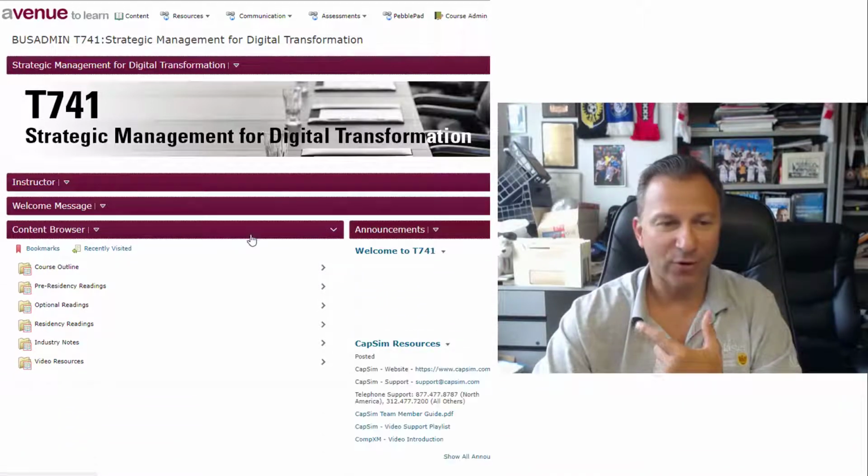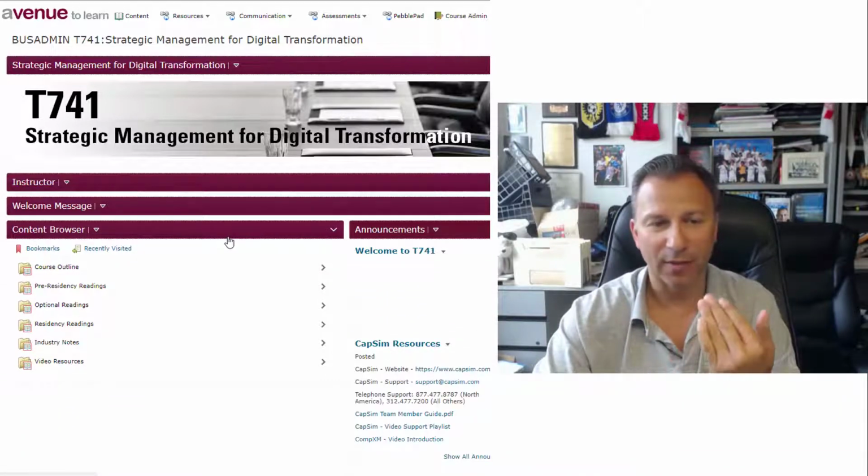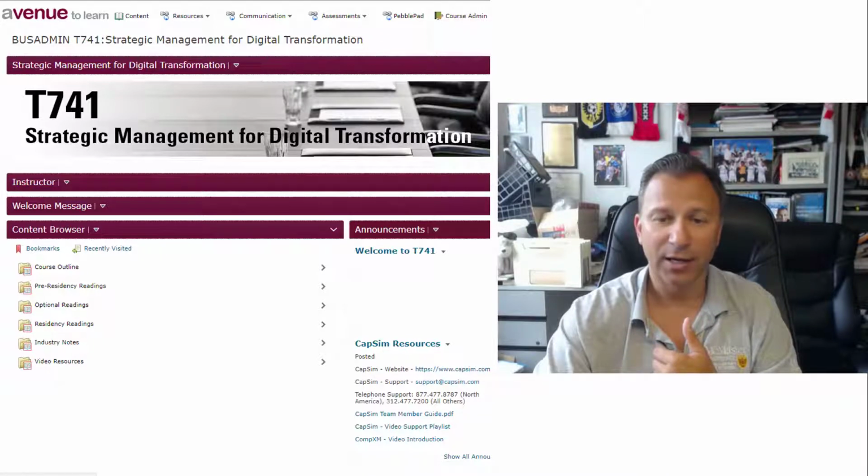Most important part of Avenue, of course, is the content browser. On the left and on the right side, you'll see the announcements. We have the dates here. Please keep track of all your deadlines and assignments. You'll find those in the course outline.